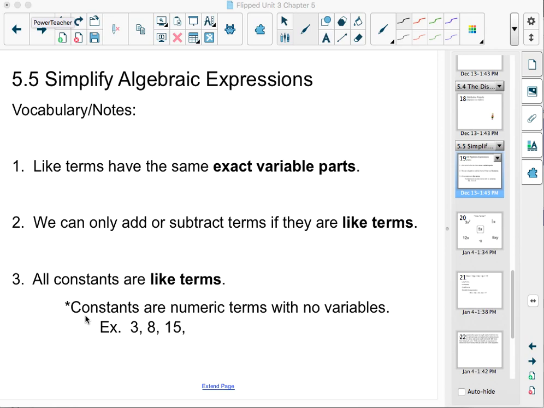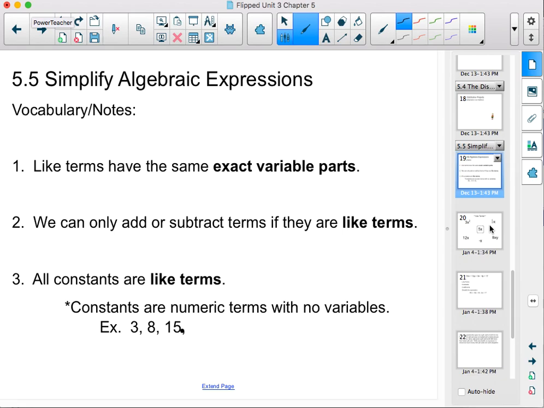I want you to make space to write this note on your paper, and that is that constants are numeric terms with no variables. So pretty much a constant just looks like a regular old number, but when they are in an algebraic expression, we give them a special name. We call them a constant. Okay, so my examples for you are 3, 8, or 15. They can look like any of these, just no variable.